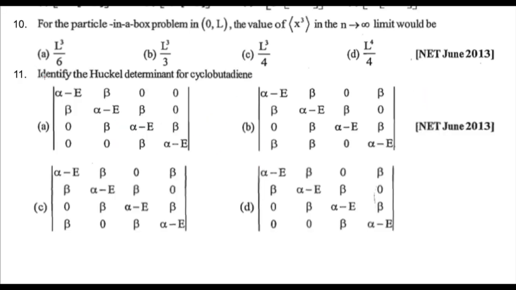Let's talk about the last question. It says identify the Hückel determinant for cyclobutadiene. You have to talk about cyclobutadiene. There are 4 determinants made from the Hückel molecular orbital theory. You have to tell which of these belongs to cyclobutadiene. So I'll try to explain this particular thing in the next slide.